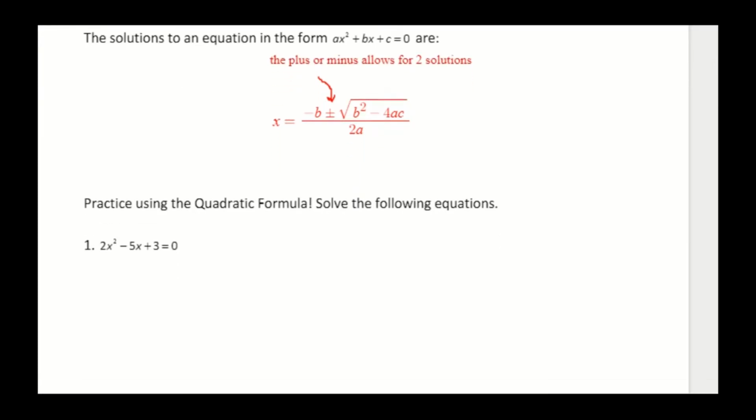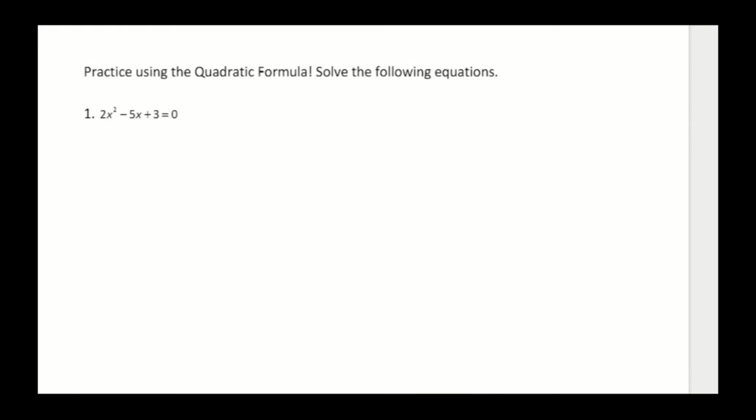So let's take a look at number 1 here. 2x squared minus 5x plus 3 equals 0. Now we could try to solve this by graphing. We could even potentially solve this by factoring. The square root method's not going to work because we have this linear term, but we're going to forego all those previous methods and just use the quadratic formula.